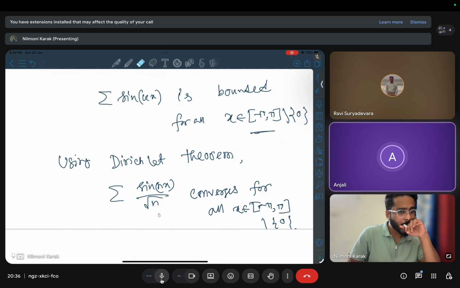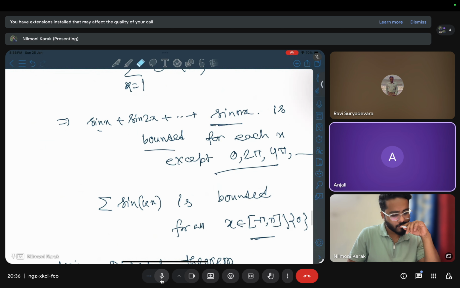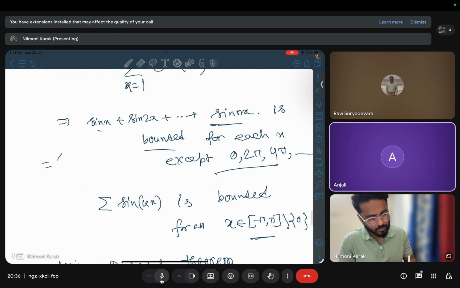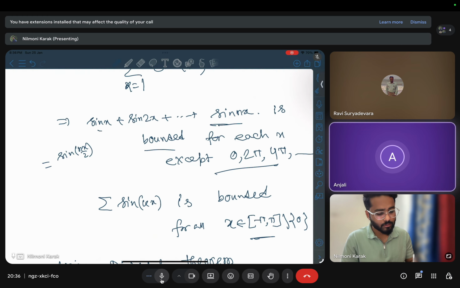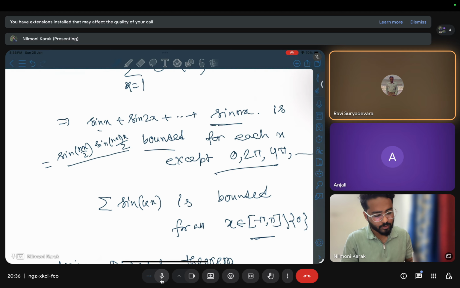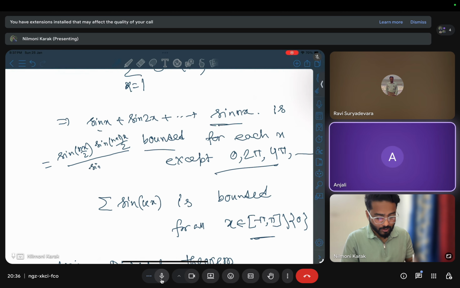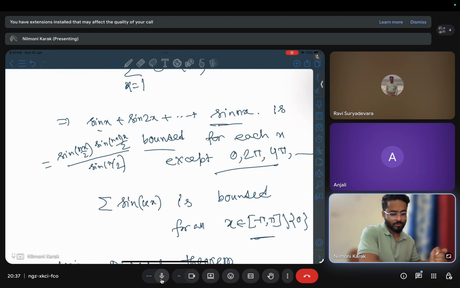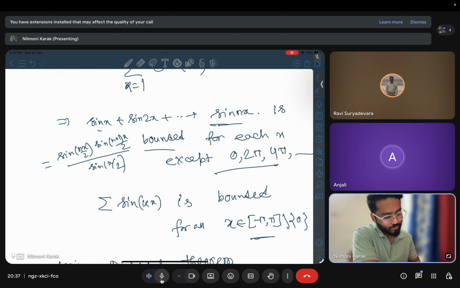Sir, I found the formula for the sum. It turns out to be sine(nx/2) times sine((n+1)x/2), divided by sine(x/2). That is why this denominator is not bounded. If you put x equals 0, this is not bounded.